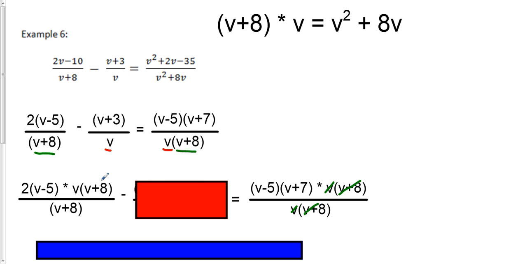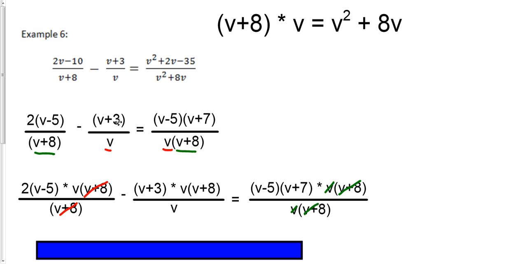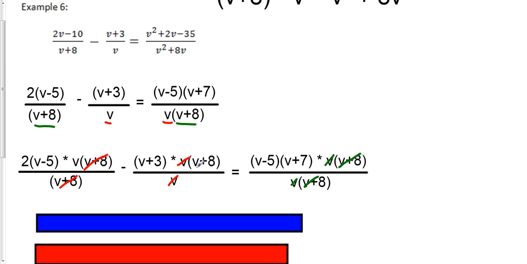Now, we can cancel out the v plus 8 in both cases, top and bottom. So we only have 3 factors, 2, v minus 5, and v, that will finish off this term. Looking at our second one over here, we have v plus 3 times our LCD of v plus 8 times v, and it's all over v. We can cancel out v with v. So this whole rational expression then becomes this v plus 3 times v plus 8.